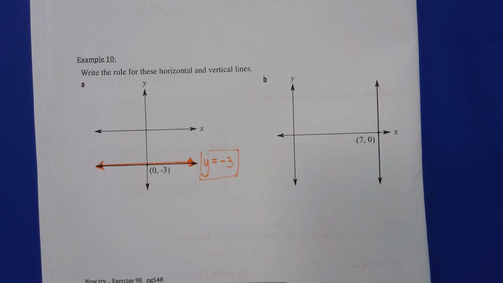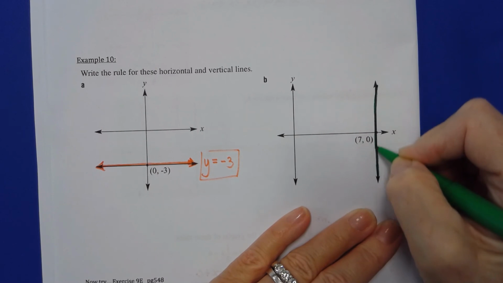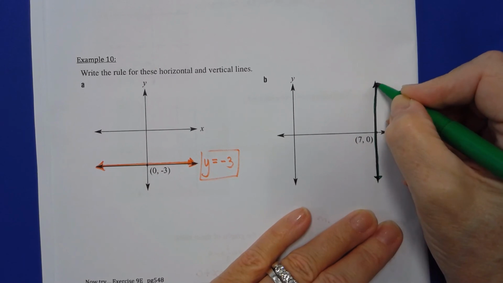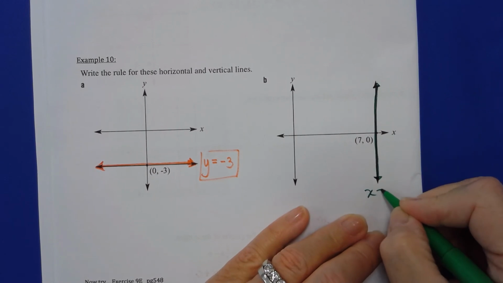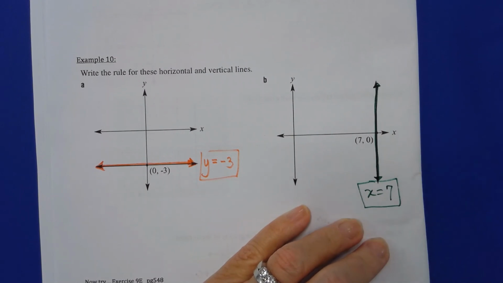And then this line is a vertical line. What axis does it go through? X. So I call it x equals wherever it goes through the x. So those are pretty easy. Okay, and that's it.